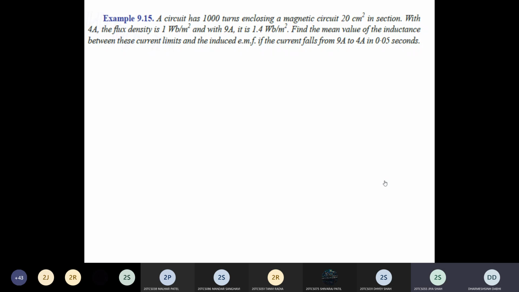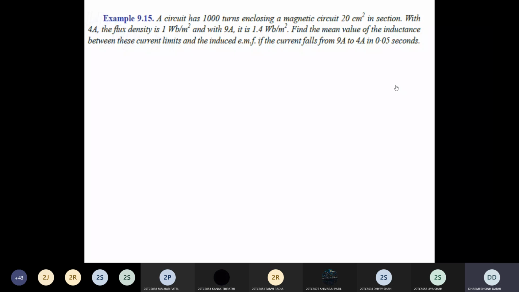Eight into 10 to power minus 3 Henry. No, no. 0.16 Henry. Yes, yes, very good. 0.16 Henry. Yes, 0.16 Henry.